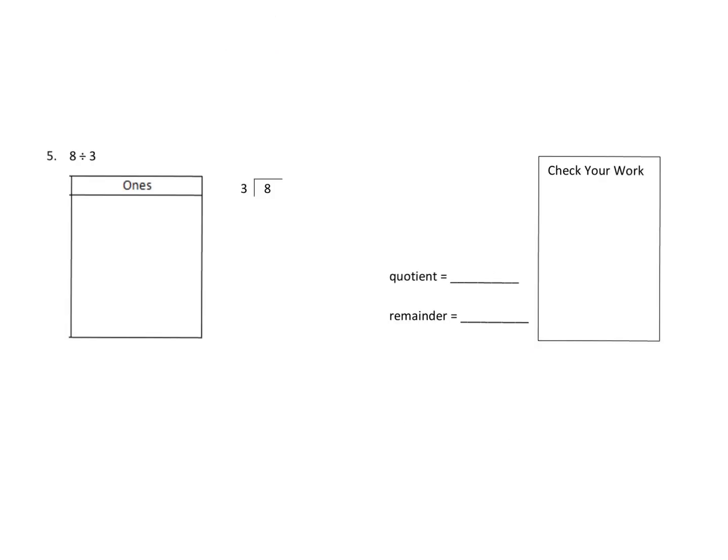Couple more quick examples. Same idea, I'm doing 8 divided by 3. So I take this and cut it into 3 sections. I divide my 8 dots. I end up with 2 remainders. So my quotient is 2 in each, 1, 2, and 2 remainders. Here's my 1, 2 remainders.